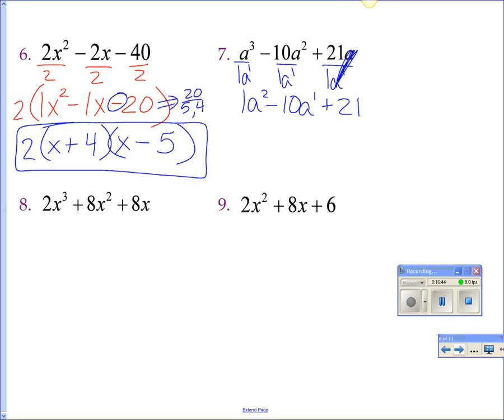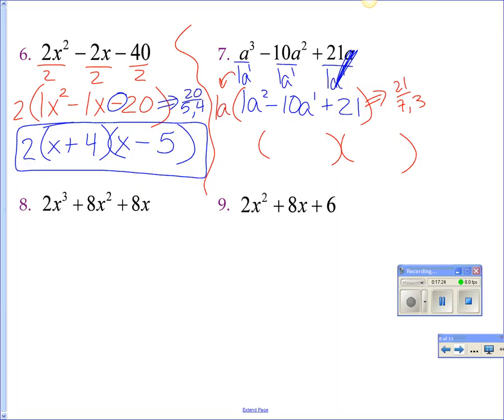Andrew, what else do I need to do up here? What do I need to do with this? What do I have to put around it? What goes out front? 1A. Okay. Ethan G, tell me about what's in parentheses. It's a trinomial. So what do I have to kick out? Ethan G, what multiplies give me 21? Seven times 3. Okay. So I do my 2 sets of parentheses.